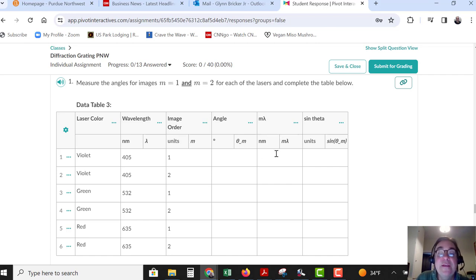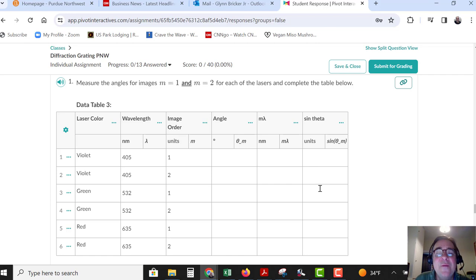So this would just be this one here. 1, that's what m is, times the wavelength, times 405. So that would just be 405, and it's in nanometers. This space here would be 2 times the wavelength. So 2 times 405, that would be 810 in nanometers. Same idea here, m times the wavelength. Once you get the angle that you measure, then you take the sine of that angle, and that goes in this column. So why are we doing this?